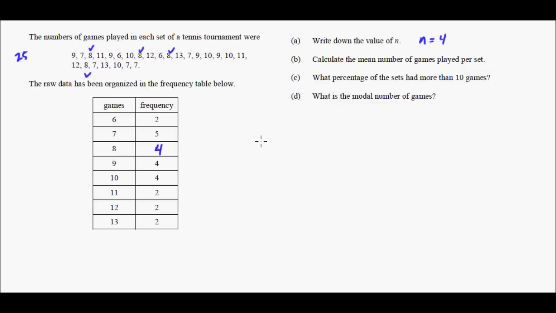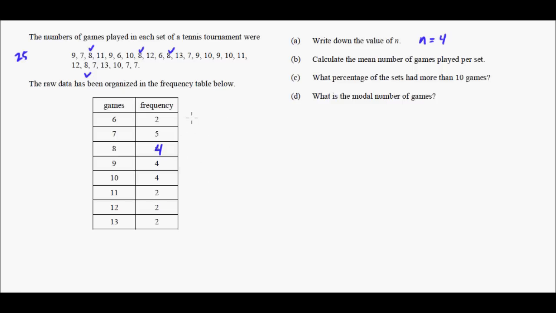And then calculate the mean. Now, I'm going to show you how to do it by calculator and by hand, because in case you ever get a "show that the mean is this" question, you're going to have to do it by hand. The way you do it is you multiply the number of games by the frequency. Technically you could write these all out: 2 6s, 5 7s, 4 8s, etc. But that takes a while. So you just multiply these.